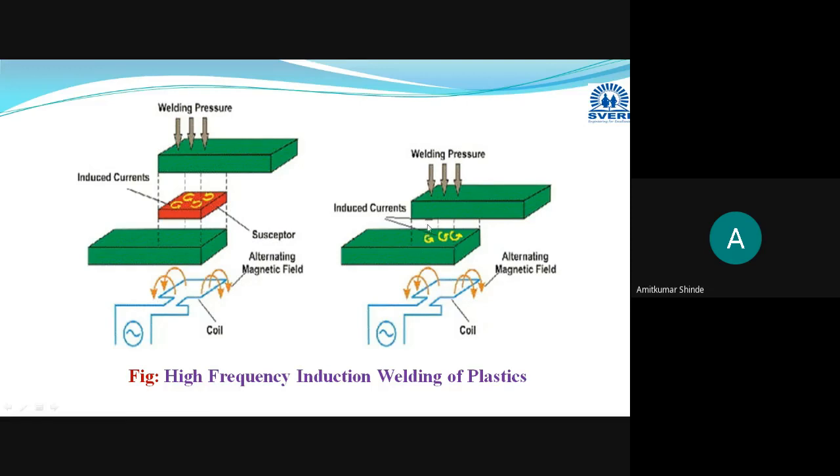Now these surfaces are in molten form, and when slight pressure is applied and you provide sufficient time for cooling, the joint will be formed. Joint will be formed here. This is the high frequency induction welding of the plastic materials. This is the basic working principle of high frequency induction welding of plastic materials.